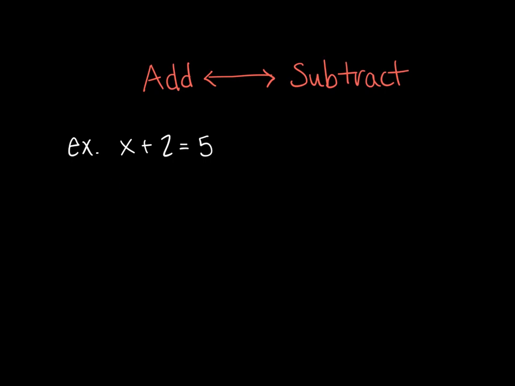We'll start with the example x plus 2 equals 5. This means some number plus 2 is 5. We know just by looking at this that x has to be 3 because 3 plus 2 is 5, but what we're going to learn is to show our work like this.